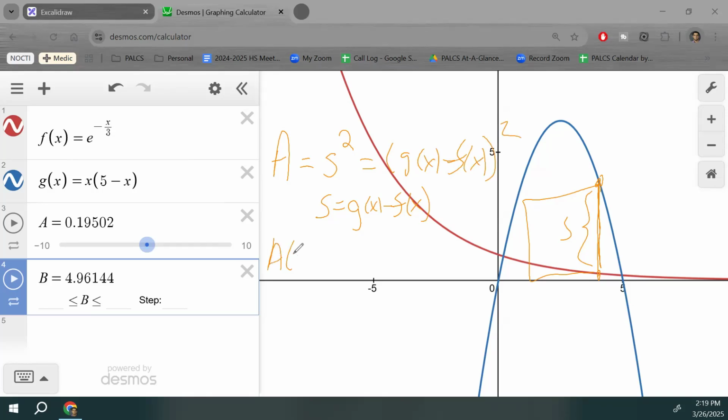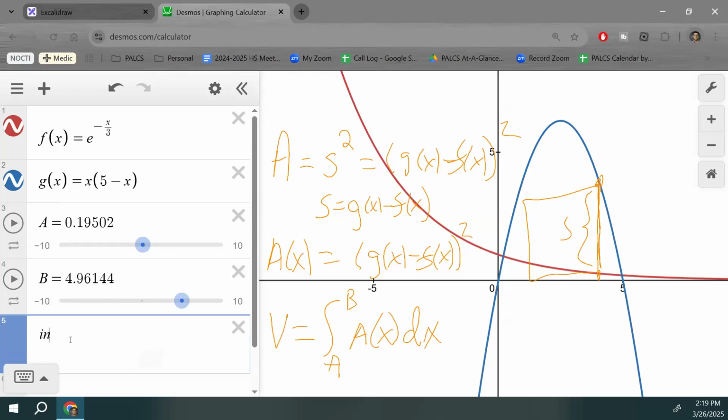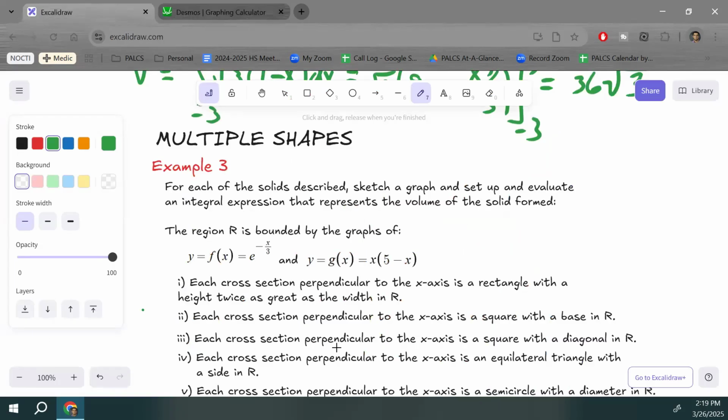If we name this the area function, then we can say the volume is equal to the integral from a to b of A of x dx. Okay, because I've already named what f and g, a and b, A of x are, I can just use those instead of writing out all the formulas and functions. So if we want to evaluate it, we just do the integral from a to b of g of x minus f of x quantity squared dx, and you get 86.15.